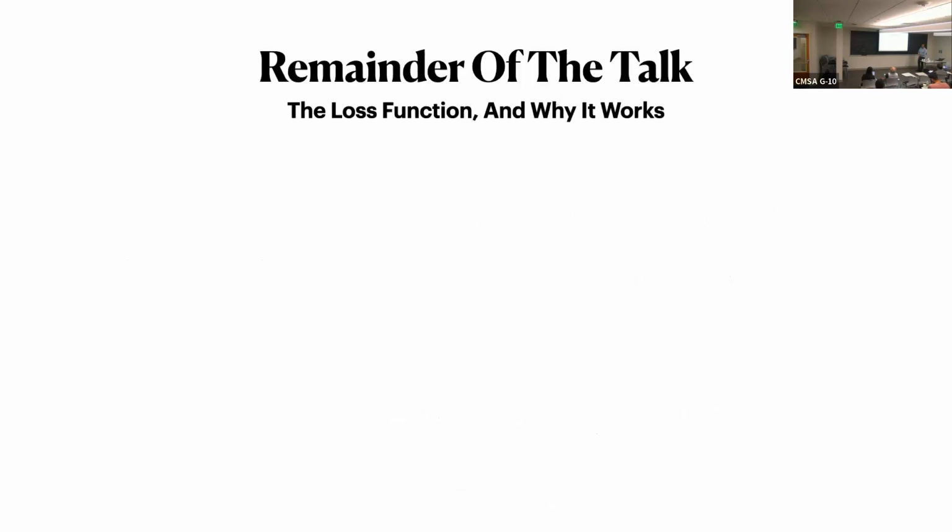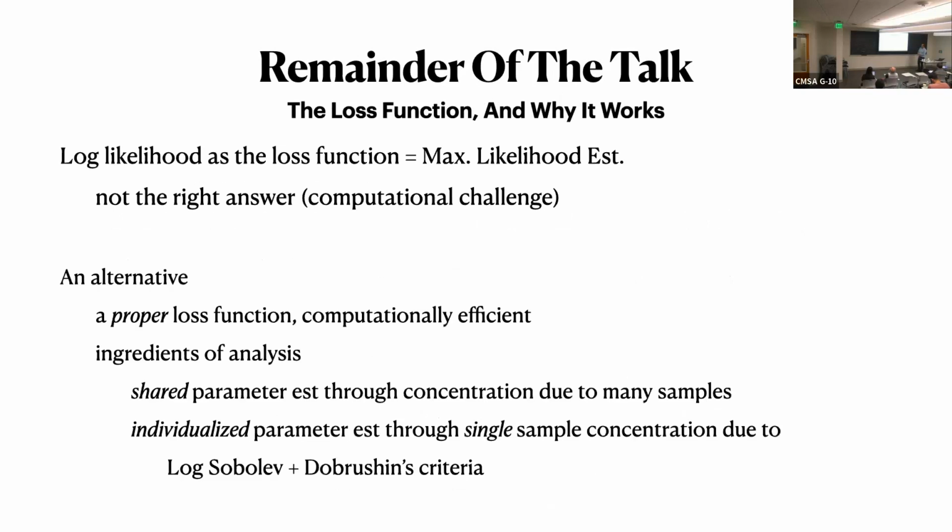Okay. All right. So the loss function and why it works. Again, because it's an exponential family, at the end of the day, you're estimating parameters. So why not just do maximum likelihood? Of course, it is not the right answer, but computationally it will be hard. So how do you do otherwise?